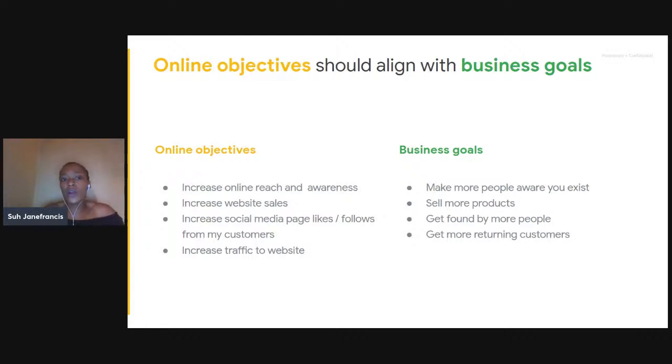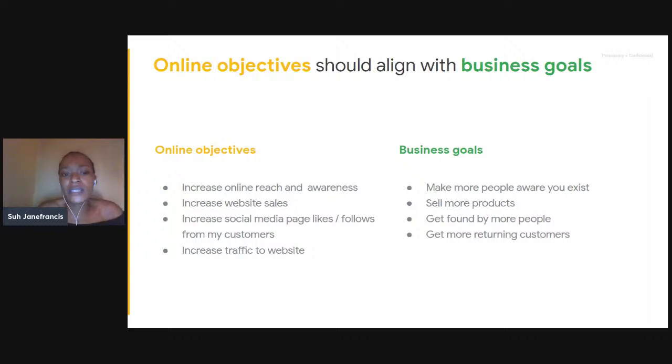Likewise, if your online objective is to increase website sales, that means your business goal is to sell more products, right? So the two have to match, the two have to work together. And then you equally have the online objective of increasing your social media page likes or follows from your customers. If you have that as an online objective, that means it has to align with the business goal of getting found by more people. Your business goal is to get more people to see you. So your online objective means you want your social media pages to get more likes and follows.